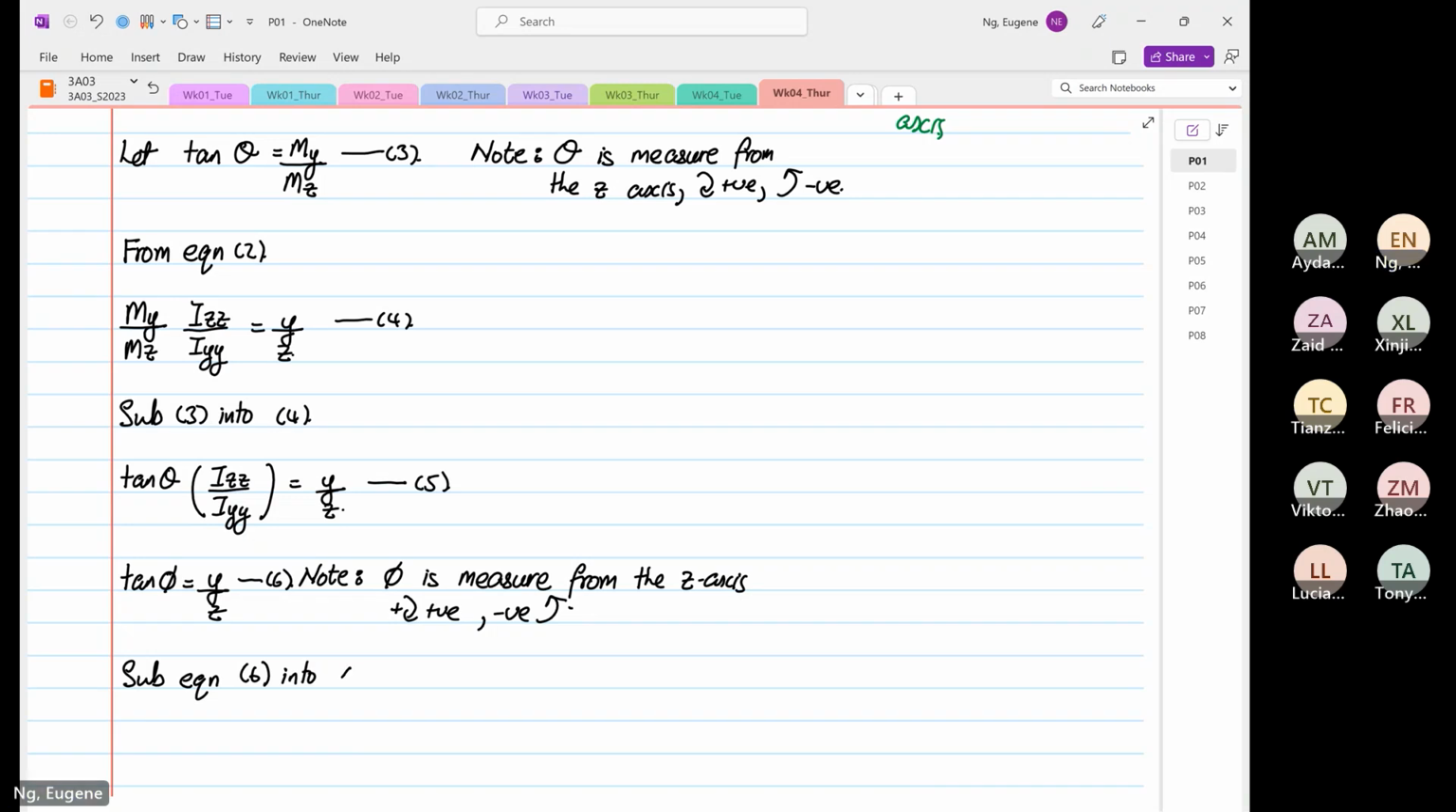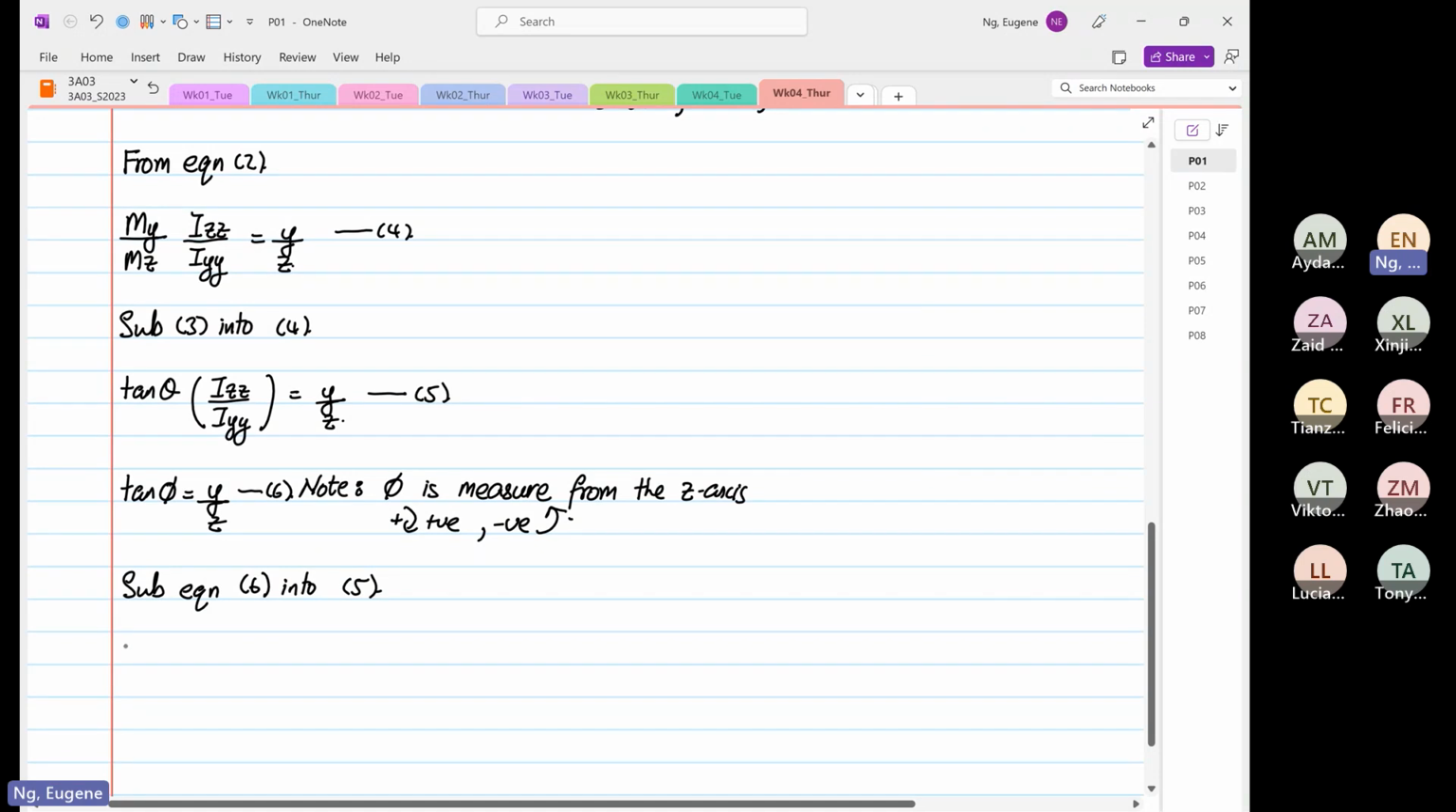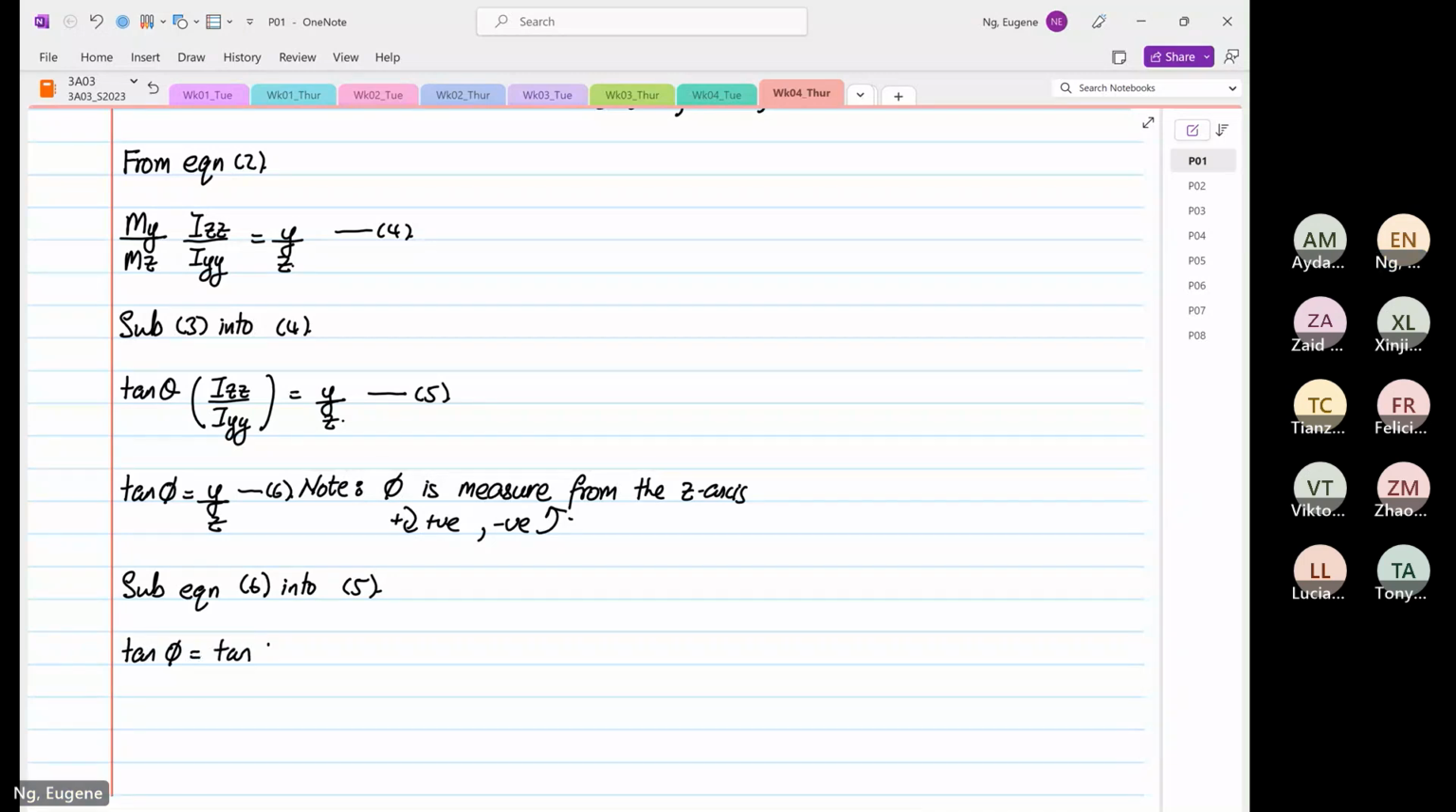into 5. So we get tangent phi is equal to tangent theta IZZ over IYY. Okay. So this equation over here, this is our equation number 7.